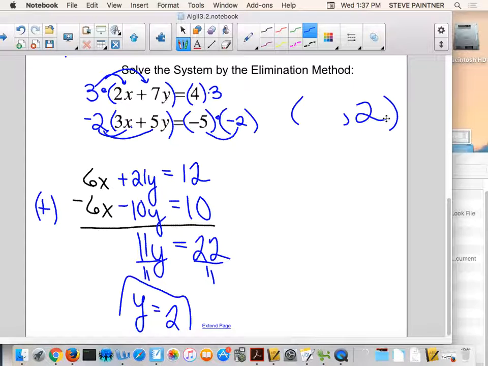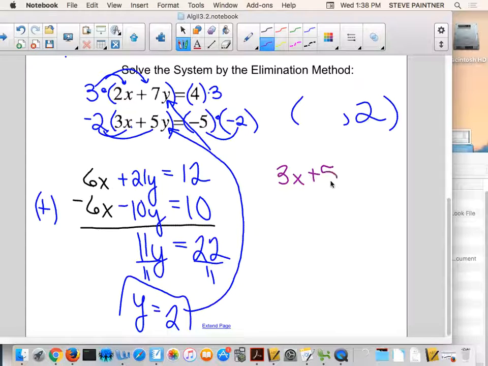So now, get that x. Put that 2 where? In for one of the original equations. This y or that y? Bottom? They were picking the bottom. 3x plus 5 times y, which is 2 by the way, equals negative 5, right? 3x plus 10. Good?